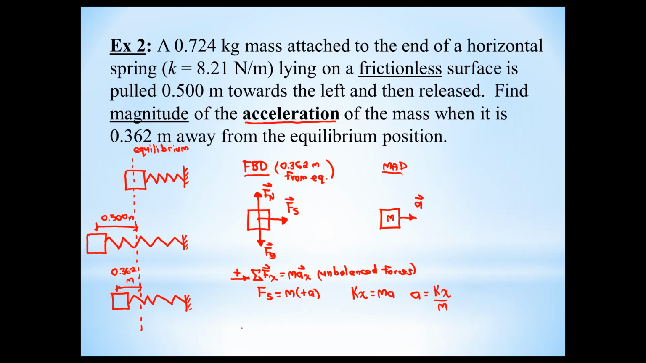Now all we have to do is just plug the numbers into the equation. So your spring constant is 8.21 newtons per meter multiplied by x. The magnitude of that position from equilibrium is 0.362 meters. And then divide this all by the mass of that object, which is 0.724 kilograms. And then that's going to give me an acceleration magnitude that is 4.11 meters per second squared.